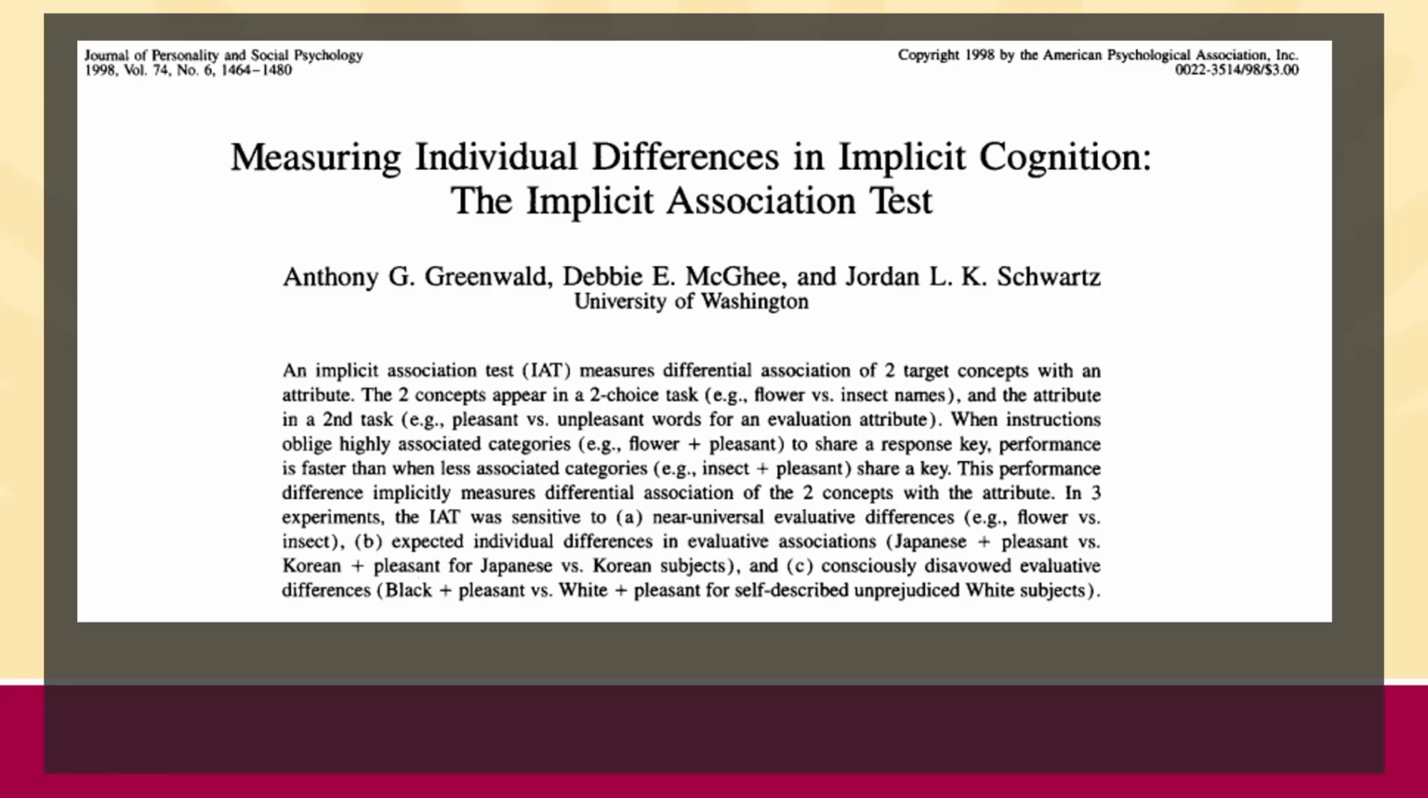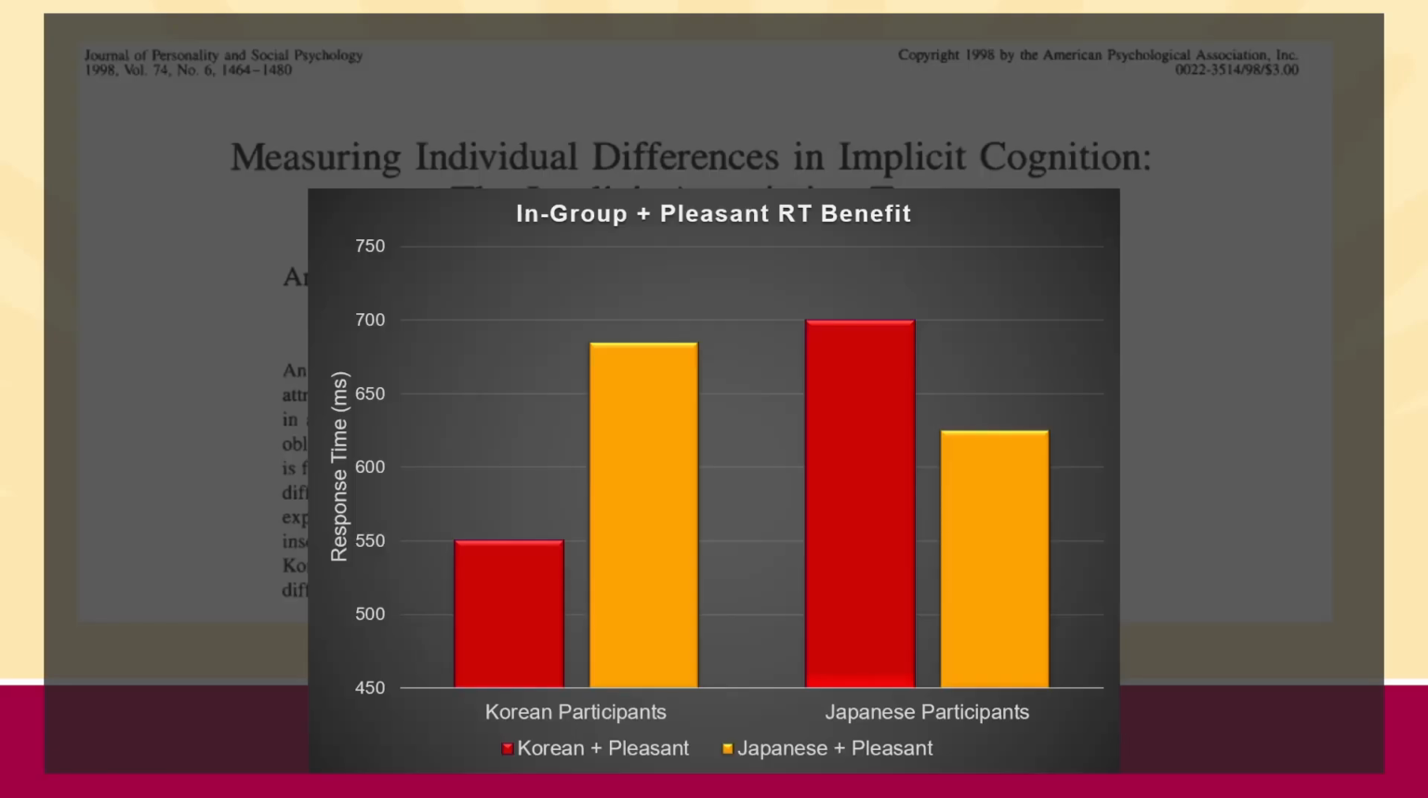Among those other concepts were the words Korean and Japanese. And the participants in the study were either Korean or Japanese participants. And what you see is that really strong in-group versus out-group bias. Korean participants associated good qualities, pleasant qualities with themselves a lot quicker. So they had a response time benefit there, 550 milliseconds. When responding to pleasant words and Japanese, it took them maybe 675 milliseconds possibly. So a longer time, a significantly longer time.